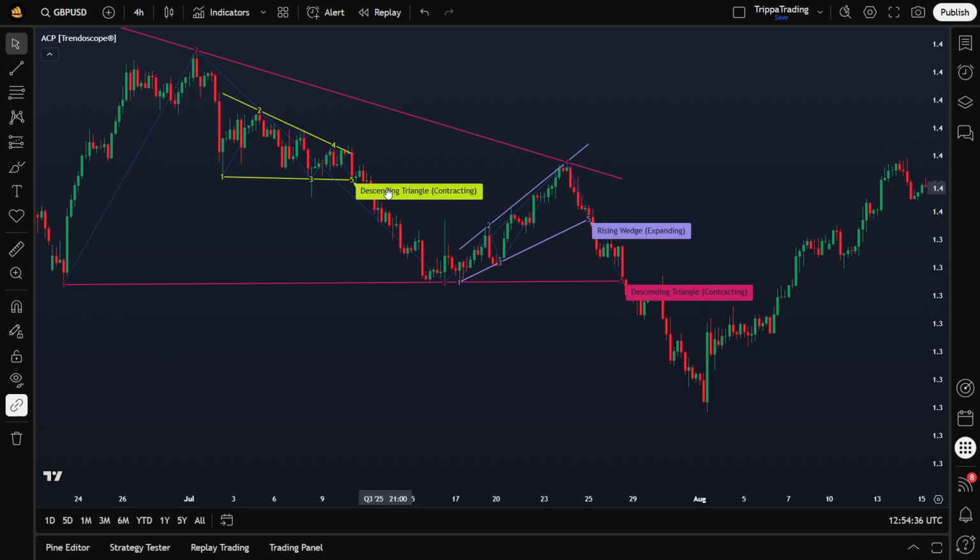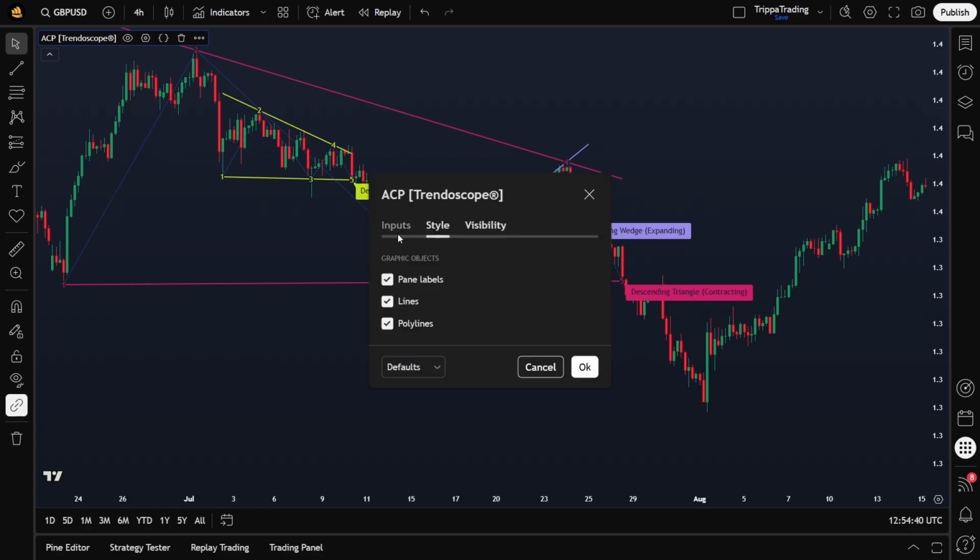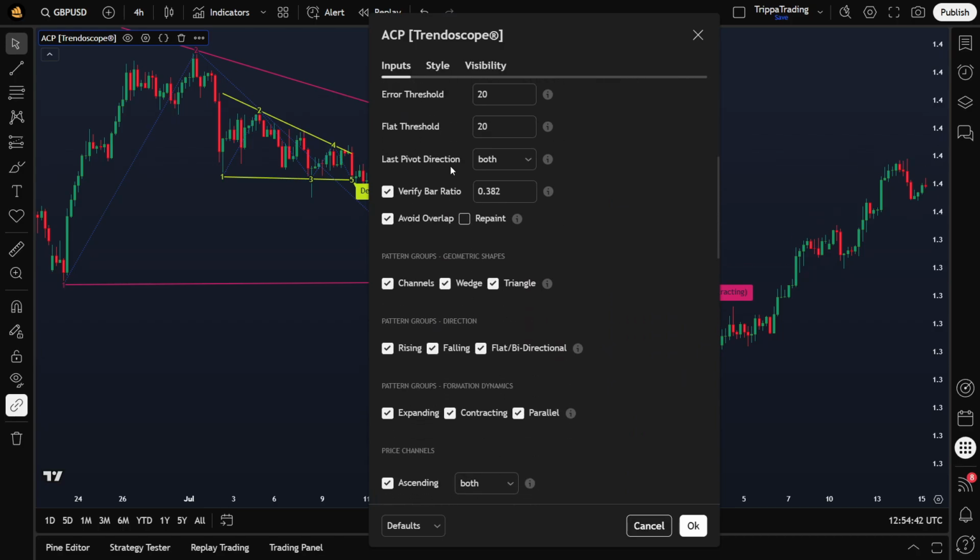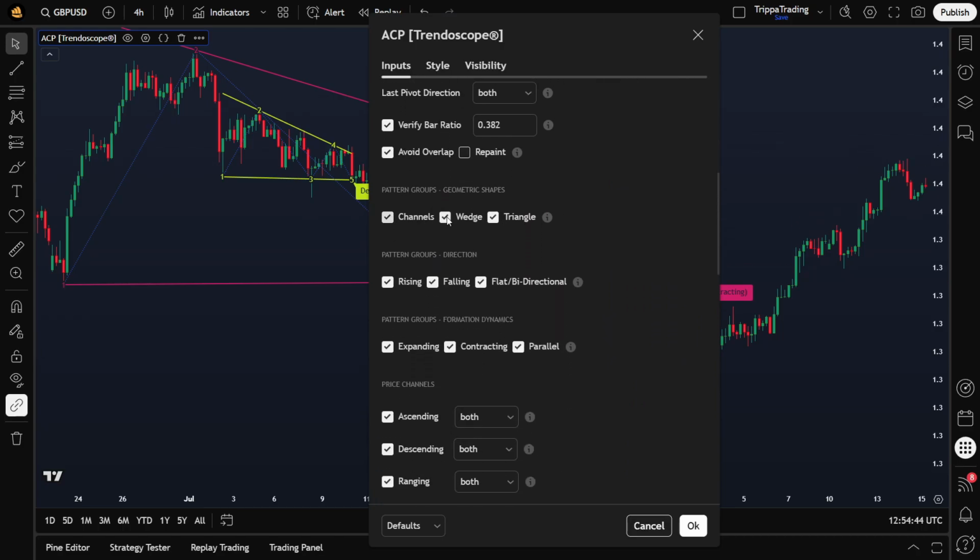If I go into the settings, I can control exactly what I want to see. For example, I can disable everything except triangles, or if I only want contracting patterns, I can choose that. You can even decide whether you want rising, falling, or flat structures. It gives you full control.